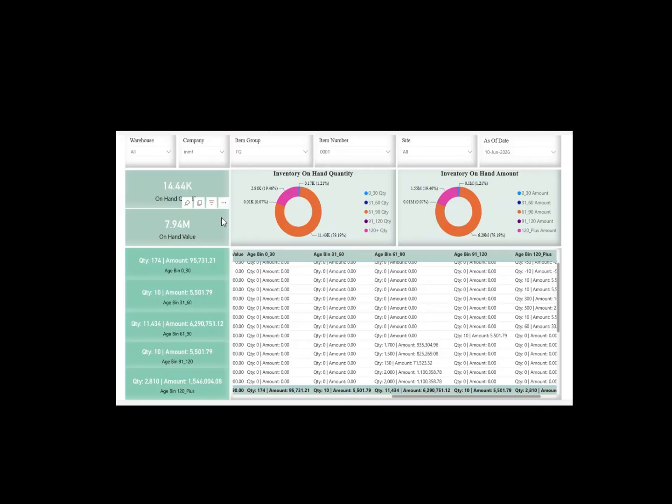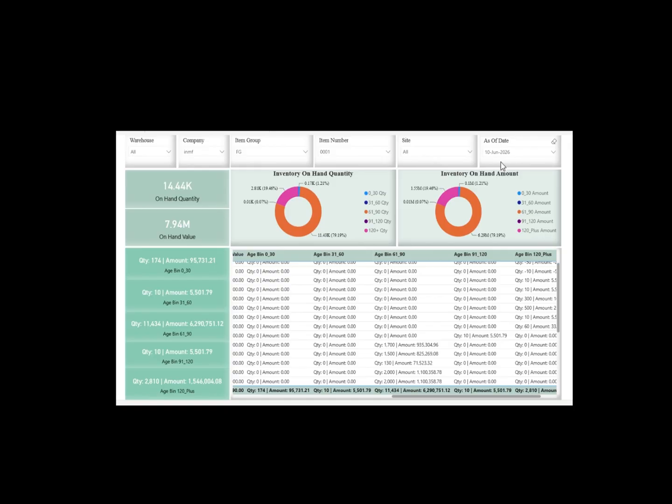At the top of the dashboard, users can filter data using multiple filters including warehouse, company, item group, item number, site, and as of date. The as of date parameter is particularly important because it enables users to analyze inventory aging as of a specific point in time, providing a historical view of inventory positions.